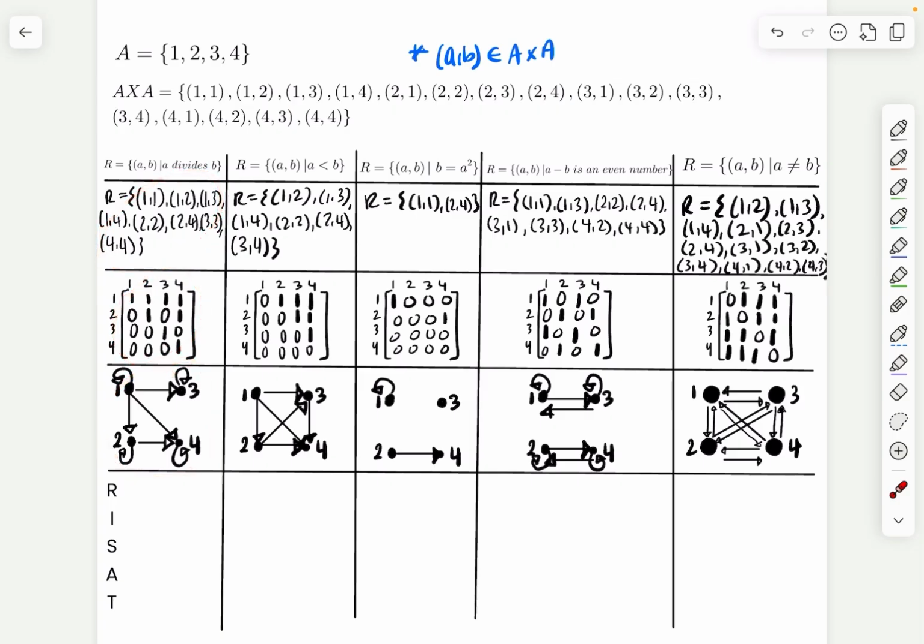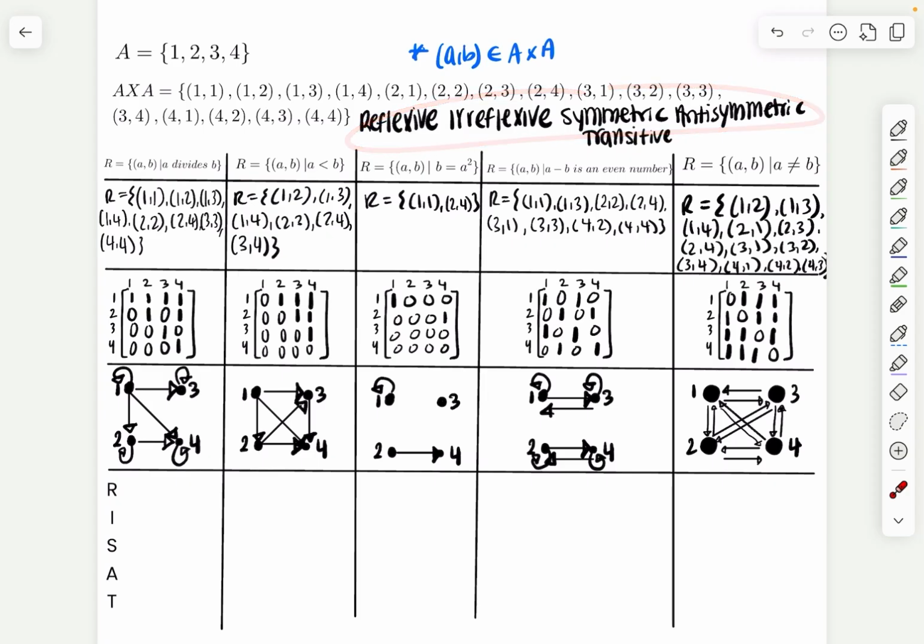Now the second topic of discussion is these relations have properties. R stands for reflexive, I stands for irreflexive, S stands for symmetric, A is for antisymmetric, and T is for transitive. So here are all of them spelled out, and the reason why they are teaching you the different ways to represent a relation is because sometimes one representation is easier to use than another to tell if that relation satisfies a certain one of these properties.